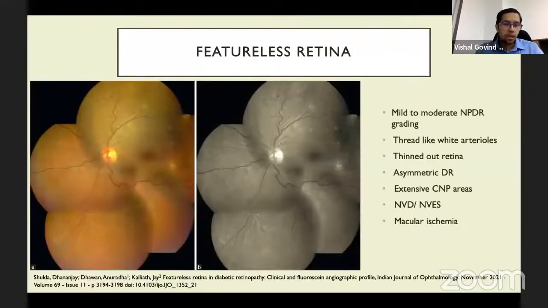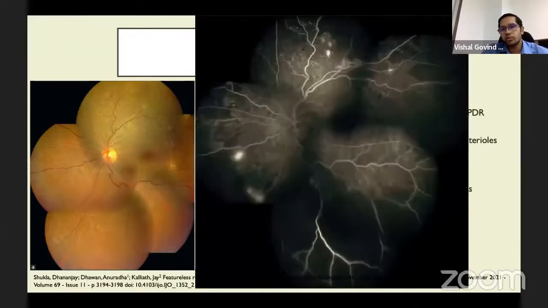Very interesting paper by Dhananjay Shukla sir and team, which speaks about featureless retina, where you see in the red fundus photo, and as very nicely shown by Tapas sir, the red-free, you find these wiry white arterioles with very minimal findings of diabetic retinopathy and areas of thinned retina. But when you do an FFA, you find quite a lot of CNP areas, capillary dropouts, NVEs, and macular ischemia in these cases.